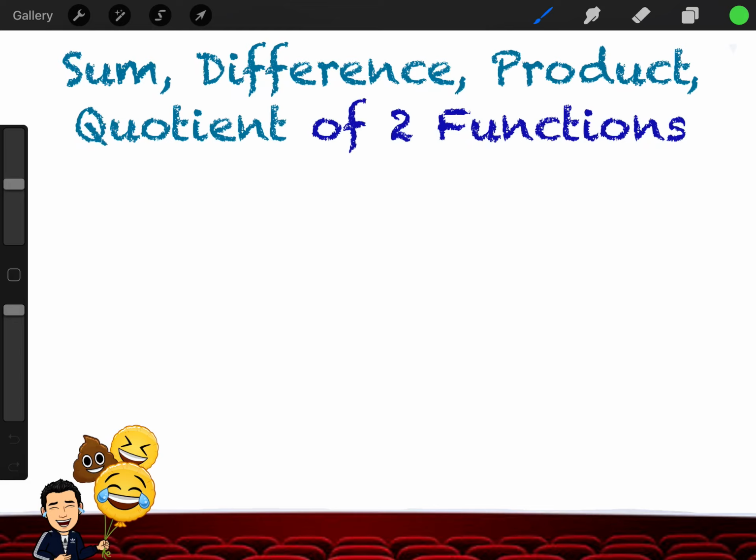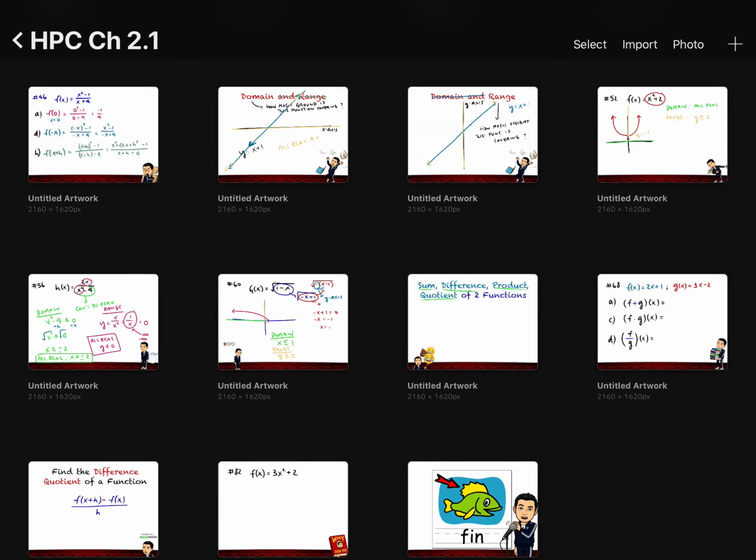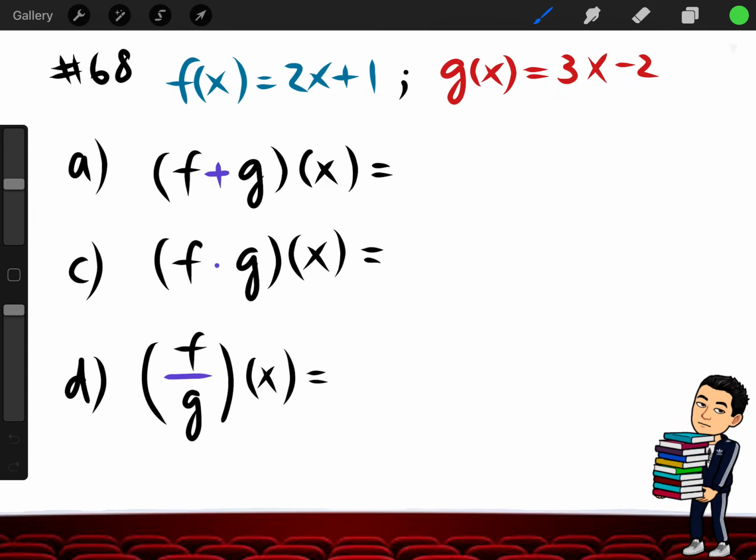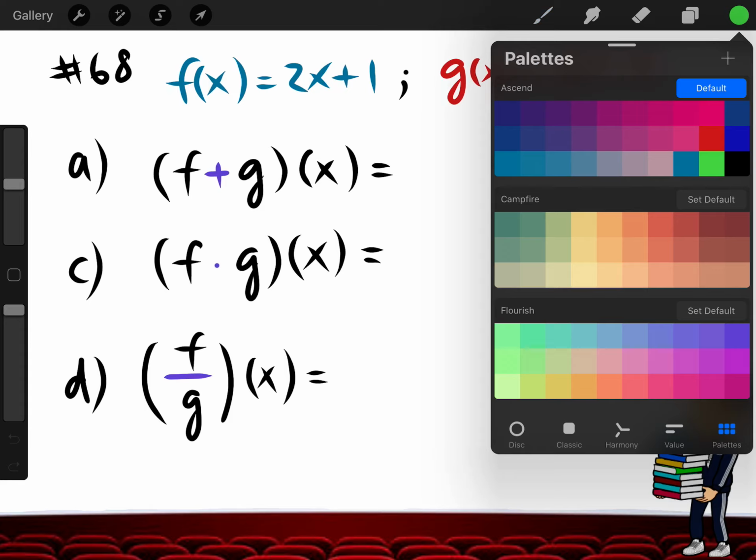Sum, difference, product, quotient of two functions. This is pretty easy actually, not as complicated as the domain one. So basically you guys are going to see what these things are doing to the two functions. I'm just going to show you some problems right here. So number 68.